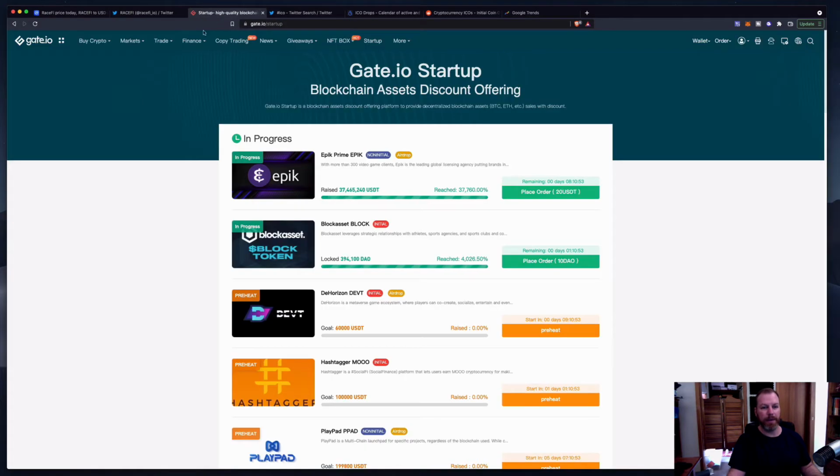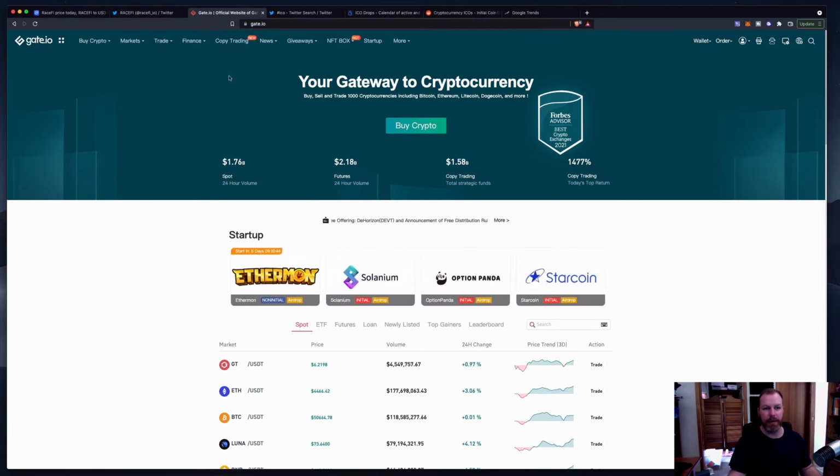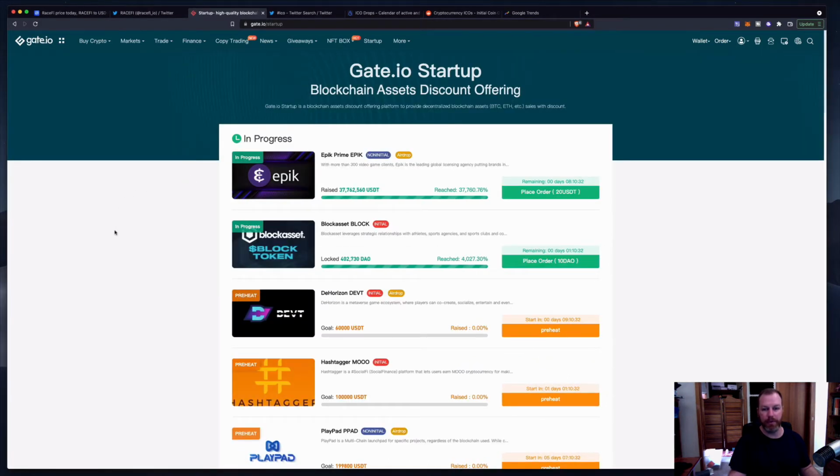So the second one is Gate.io, which is a centralized exchange. The great thing about Gate.io is that they have a launch pad. You just go to startup here on the front page. These are new crypto ICOs that are launched through Gate.io, and a lot of these have been really successful. Now, to be able to get in at the ICO stage on these, or the pre-sale, you have to have traded a certain amount on this exchange and hold some of their native token.